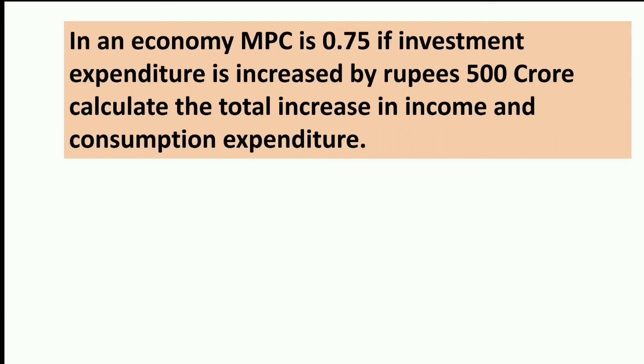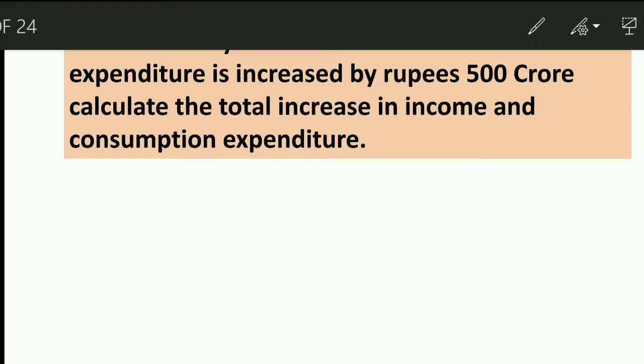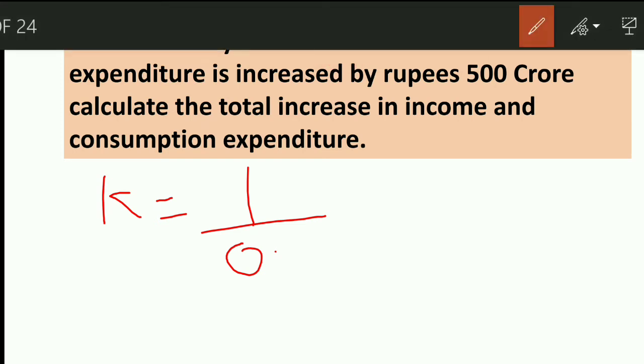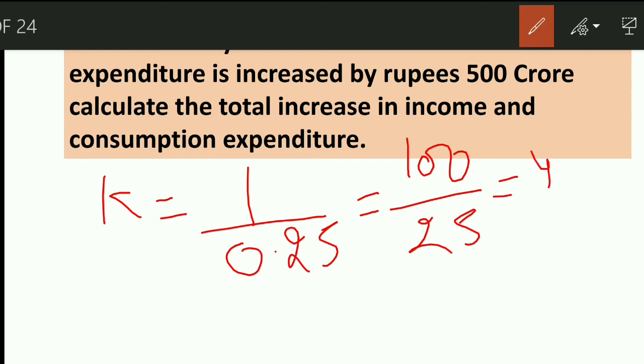How much will be the MPS? If MPC is 0.75, MPS will automatically be 0.25. Multiplier is 1 upon MPS or 1 upon 1 minus MPC. So MPC is 0.75, so MPS will be 0.25. So 1 upon 0.25 will be 100 upon 25, which is equal to 4. So the value of multiplier is 4. This is clear to you.